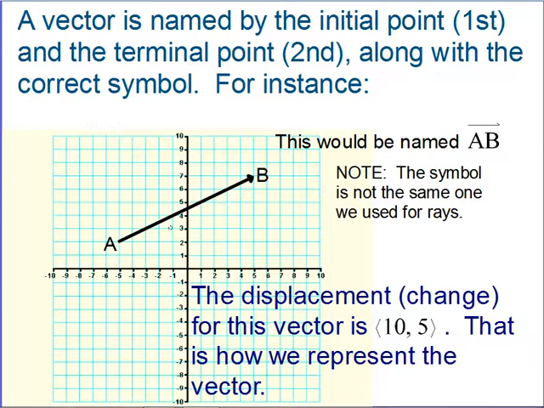Here I have vector AB. This is one other way to name a vector. I always want to put the initial point first and the terminal point second, along with the correct vector symbol. The displacement for this vector, again, the first number is going to be the change in x. I went from -5 to +5. That's a change of 10. For my y values, I went from 2 all the way up to 7. That's a change of +5. So this is how I would represent the displacement of my vector.